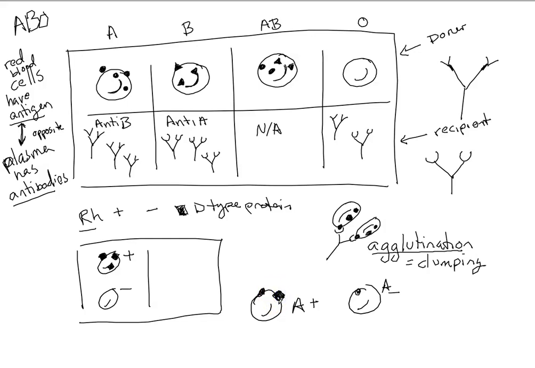The difference is in the plasma. Those who are negative are not automatically born with the anti-D antibody. You only get the anti-D antibody after you have been exposed to the D-type protein.